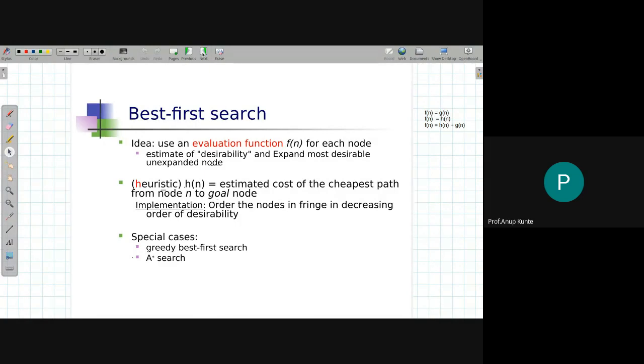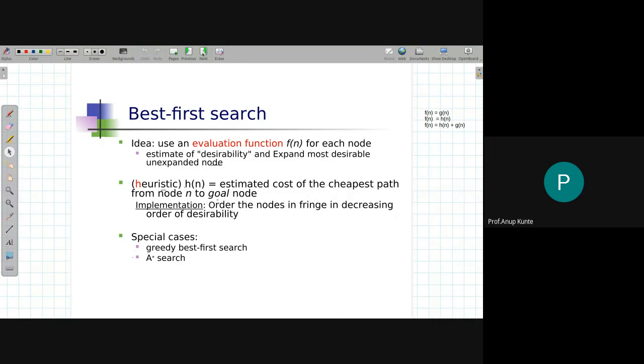Then, what is this f of n? How do I actually calculate f of n? The word explanation of f of n is that it is the desirability. It is an estimate of desirability of choosing that node to expand next. So if I have multiple nodes sitting in the fringe list, f of n will decide which is the most desirable node to choose from.